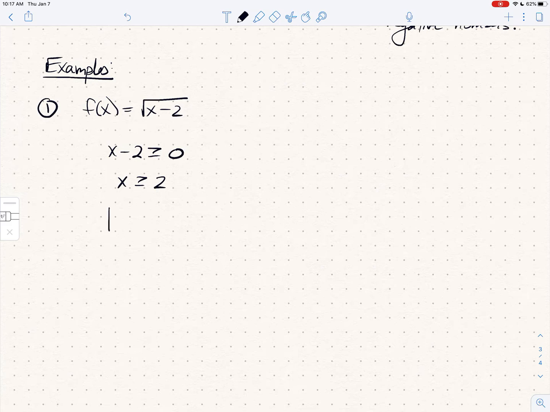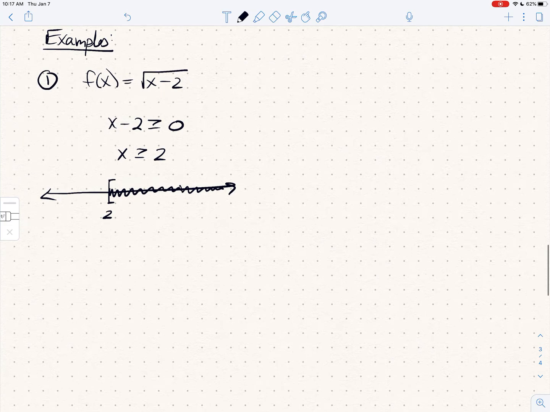You can visualize this on the number line. Here's 2, and we're saying you have to be bigger than or equal to 2. And so I'll put a square bracket there on towards infinity. We're going to use interval notation, so we would say that the domain of f, I'll write it like that, is the set square bracket 2 to infinity, as follows. Okay, so there's one example.